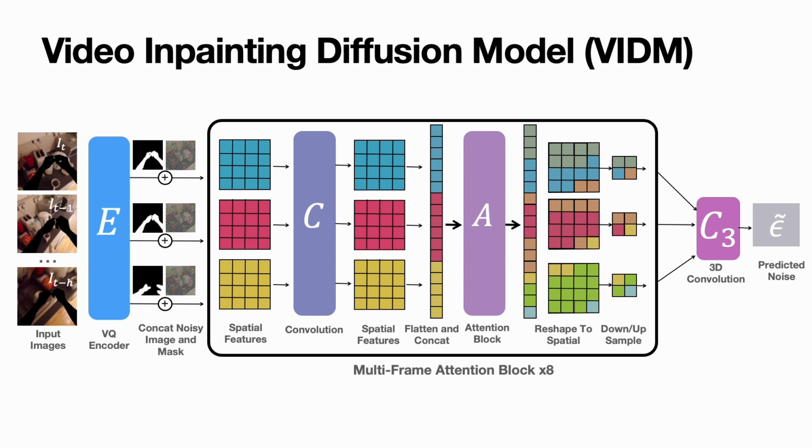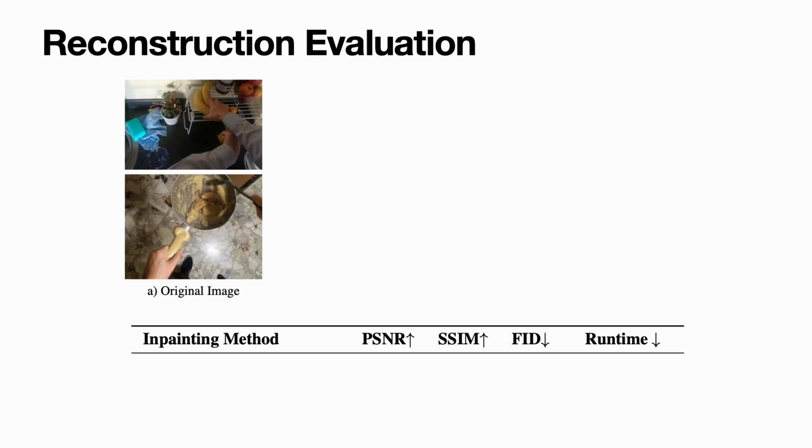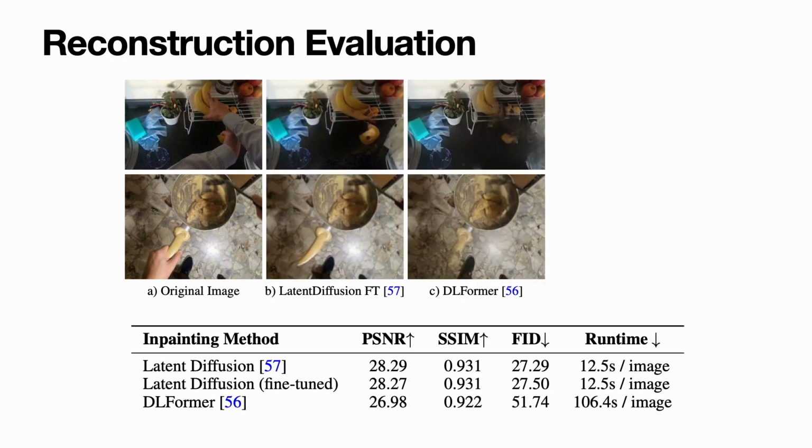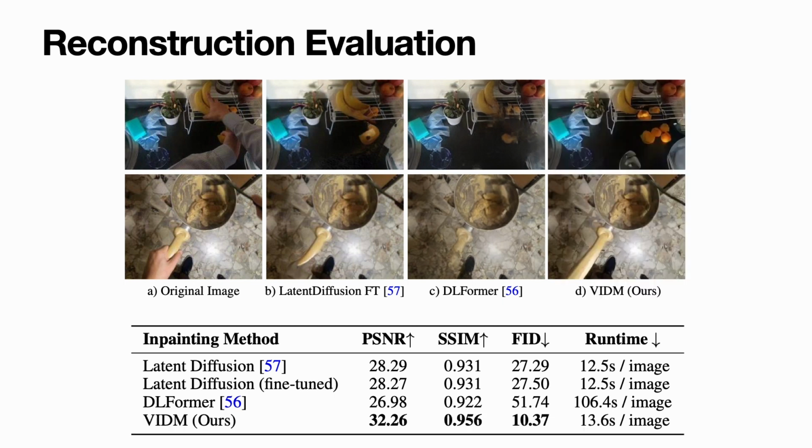We compare our method against diffusion-based single-frame inpainting methods and the state-of-the-art video inpainting method. In comparison, our method achieves the strongest PSNR, SSIM, and FID scores while maintaining a competitive runtime. By attending over previous frames, our method is able to accurately reconstruct objects which have been partially or entirely occluded, such as the panhandle or oranges in these examples.